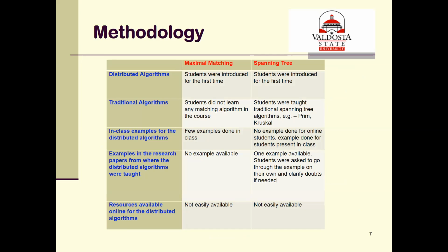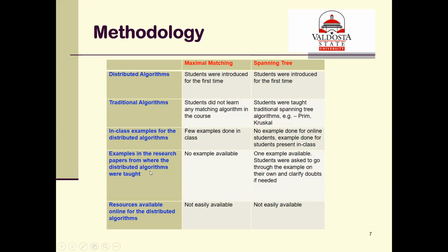Here is the students' perspective, what they are exposed to from their knowledge. For the distributed algorithms, maximal matching was introduced for the first time, and for spanning tree too. But for the traditional algorithms, students were taught Prim and Kruskal, and they don't have any prior knowledge of matching algorithms. For the in-class examples, for maximal matching, a few examples were done in class. For the spanning tree, no examples were done for online students, who just studied on their own, but for the in-class students, some examples were done.